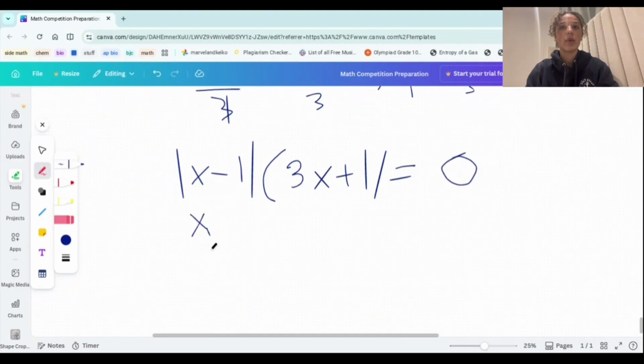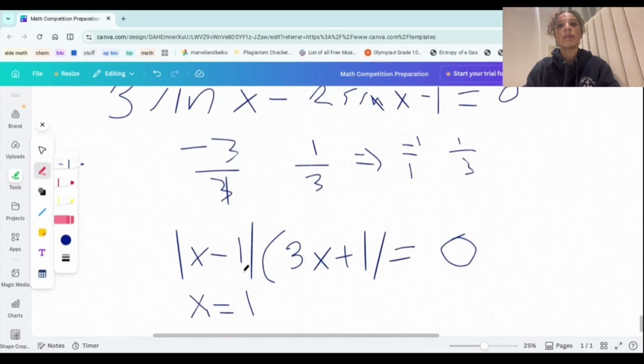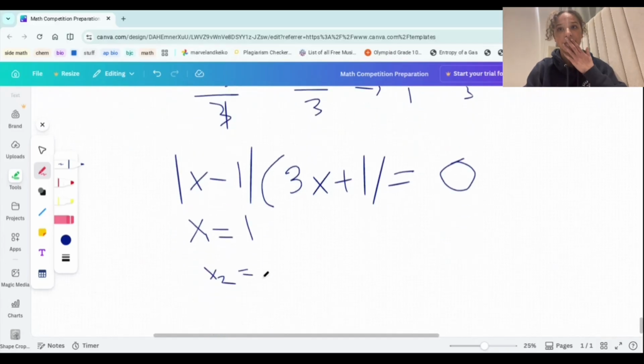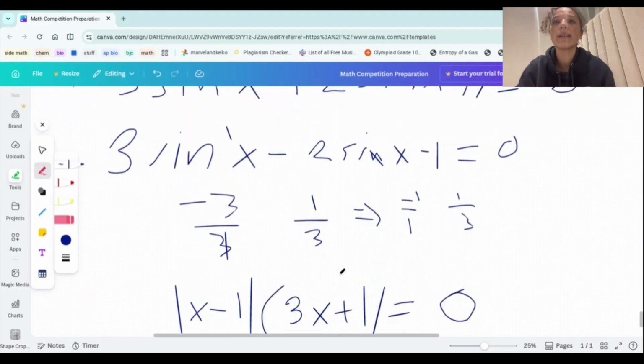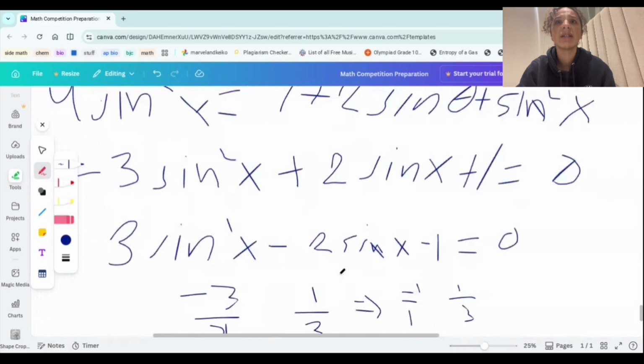So x1, or theta 1, is equal to 1. Sorry, remember these x's are sine of x. I just randomly replaced it. So when is sine of x equal to 1? It's just when theta is 90 degrees, or pi on 2. And then the other: sine equal to minus 1 on 3. I'm assuming this isn't radians, but I actually don't know.